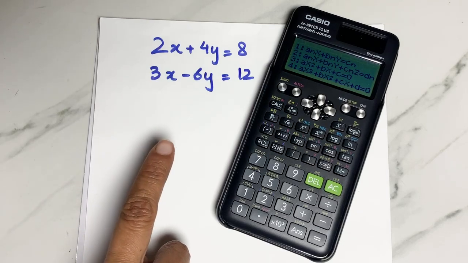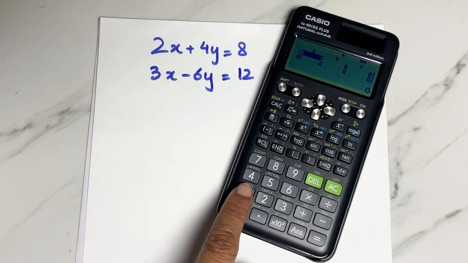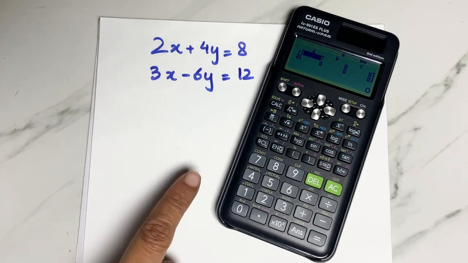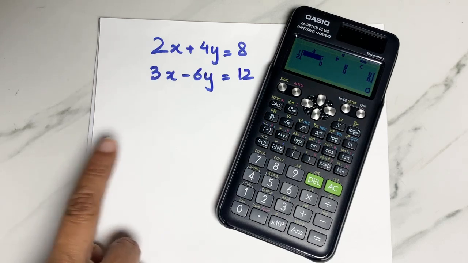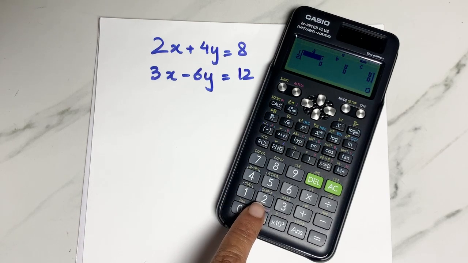Then I have two variables and two equations, so I will opt for option number 1. Now the x and y are called the variables, and all the numbers are the constants, right? So I will be putting the values of the constants here.